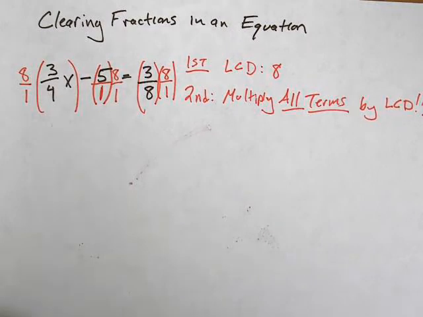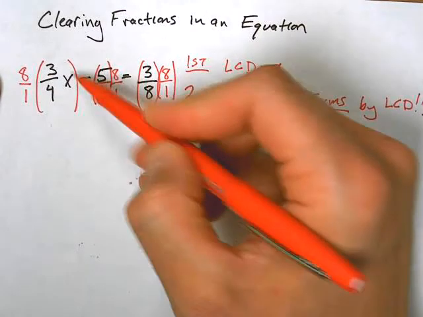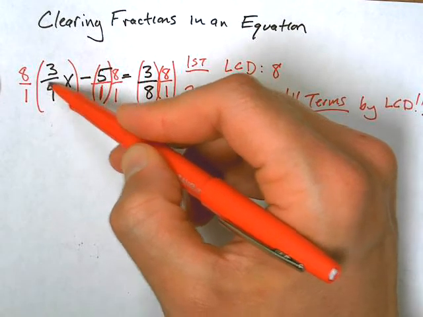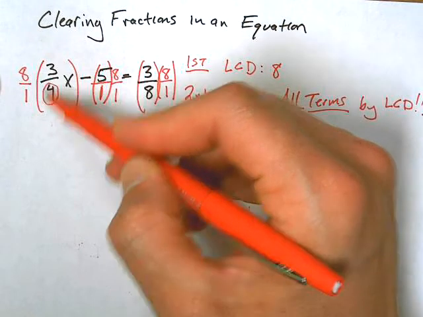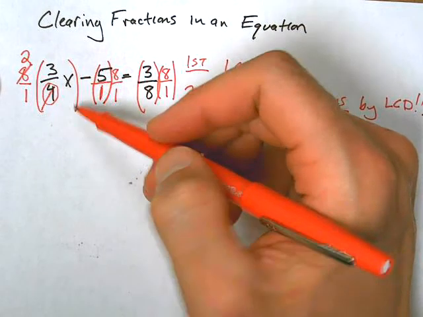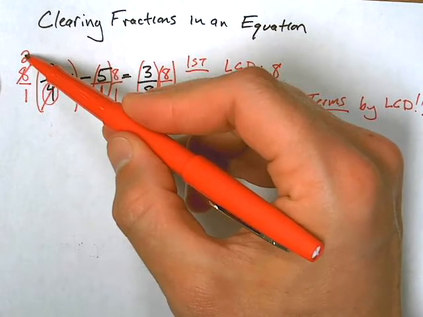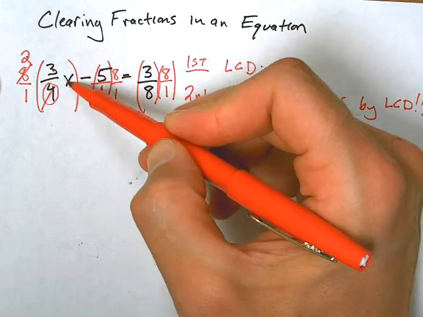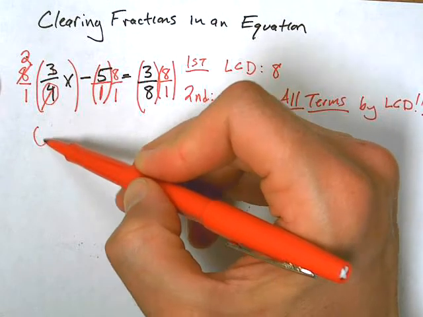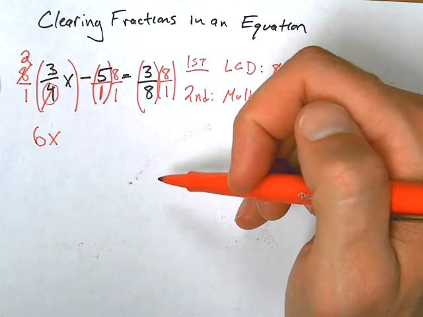Now, the reason why I'm multiplying everything by 8, and it looks really confusing right now, is so that I can wipe out all of the denominators. So for example, when I multiply this first term by 8, this denominator 4 divides into 8 twice. So I can cancel 4 into 8 and be left with just a 2 in the top. Now, what I have to do to finish off this first term is multiply 2 times 3 times x. Well, 2 times 3 is 6, and then I copy down the x. So that term just cleans up into 6 times x.